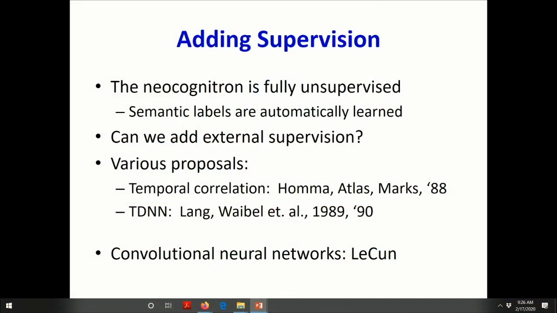You add supervision. The neo-cognitron is fully unsupervised. The semantic assignments are automatically learned. So can we add supervision? It turns out there were several people who attempted this. There was temporal correlation by Hamartless and Marx. This was in '88. Out here in CMU, Kevin Lang's PhD thesis introduced supervision, and he called the model the time delay neural network. It won several awards.